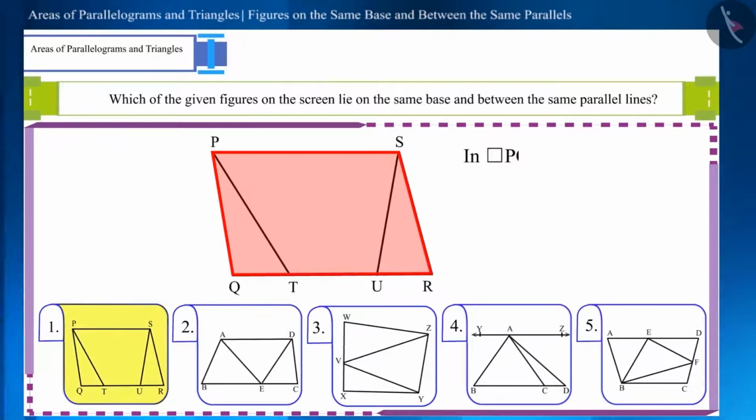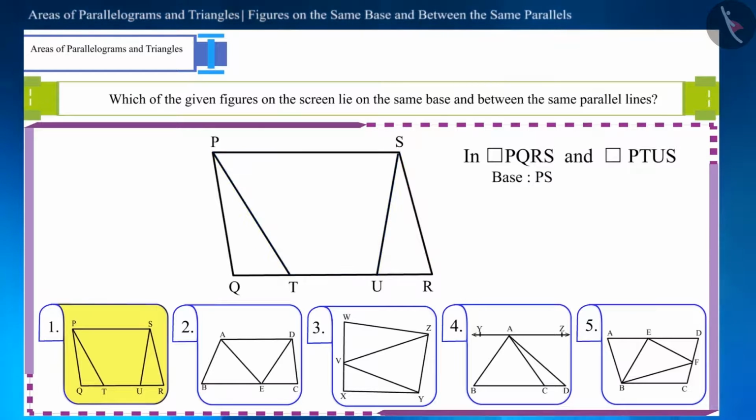The base of parallelogram PQRS and the parallelogram PTUS is the same, and both these parallelograms lie between the two parallel lines PS and QR. Here we can see that of the two parallel lines, one line is PS, which is the common base of the two parallelograms. Because the parallelograms are located between the parallel lines, the vertices of both the parallelograms are located on the parallel lines QR and PS. Hence, their heights will be the same.